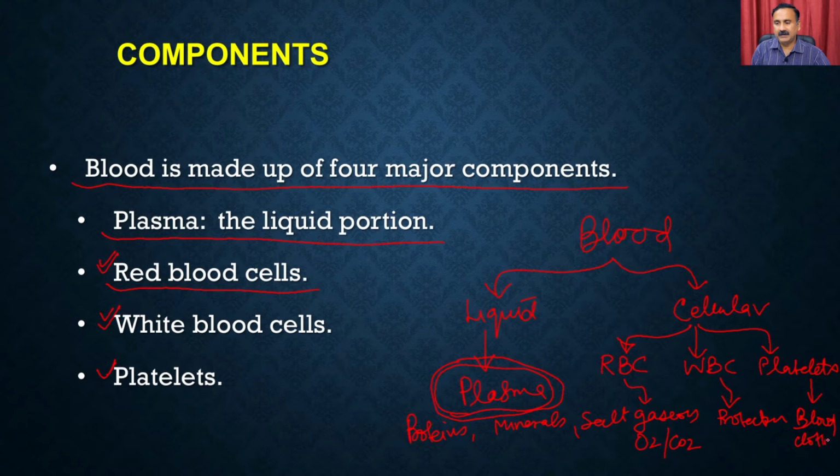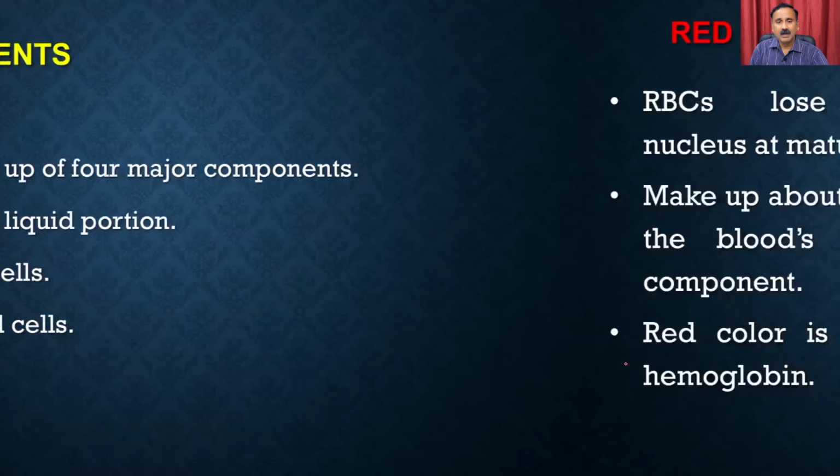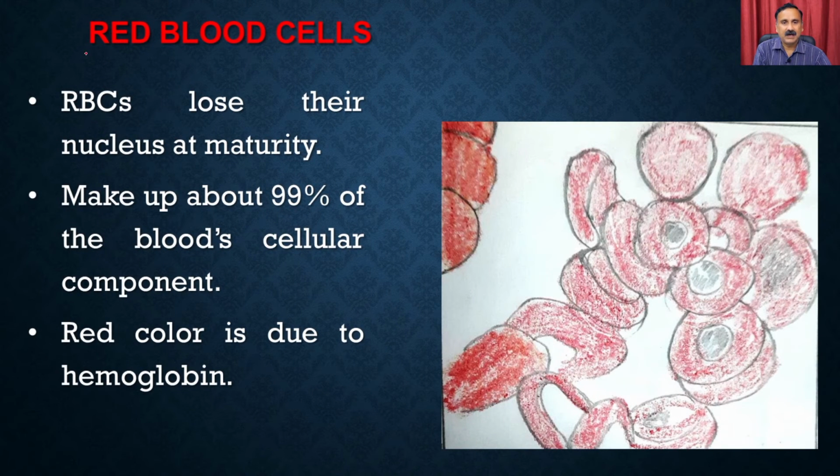So let's discuss these different components of the blood. Let's start with the RBCs. As the name suggests, red blood cells are red in color, and they are red in color because they have a red color pigment.